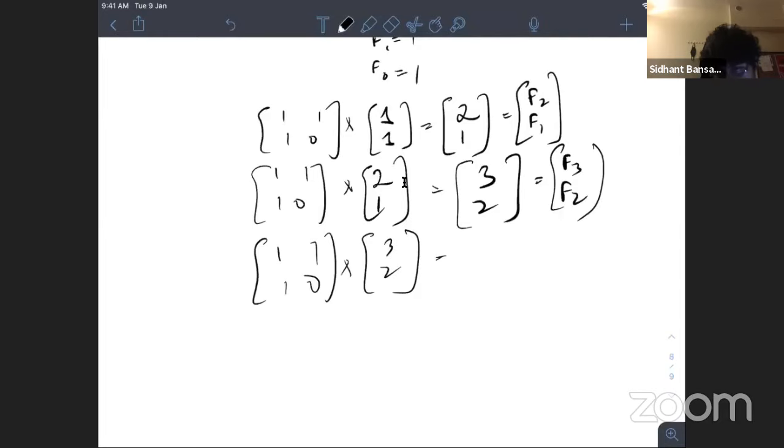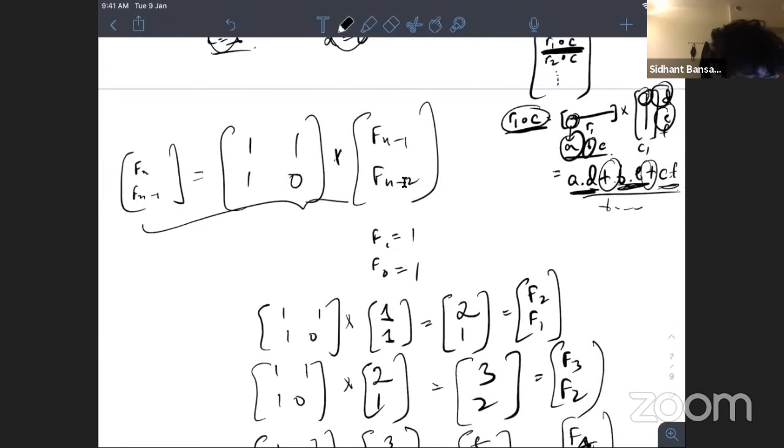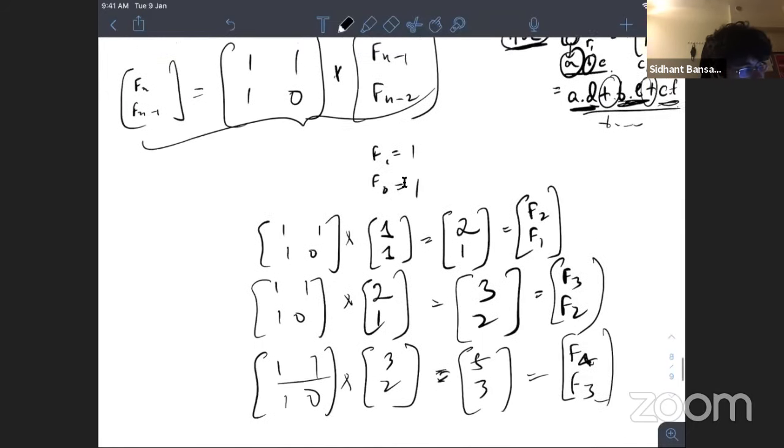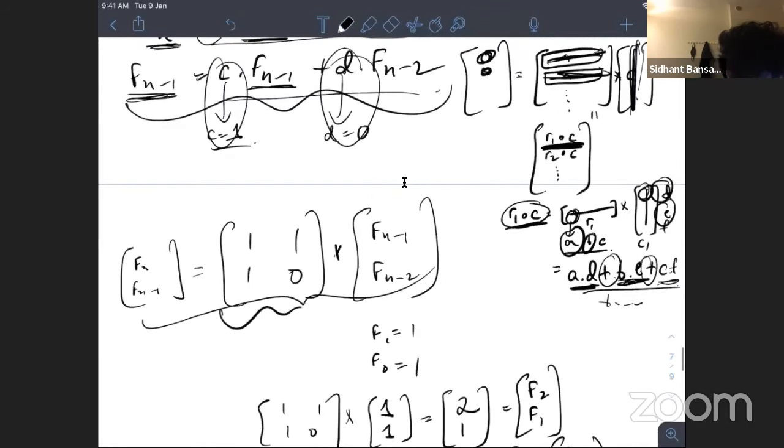Right now, we haven't actually improved the speed. We are just showing that you can do matrix multiplications to create the next Fibonacci numbers. So this comes out to be 5, 3, which is actually F4, F3. Again, expected, right? I'm just doing a sanity check to show you that this is true, it's not incorrect. Now notice, let's represent this matrix as A again for simplicity.